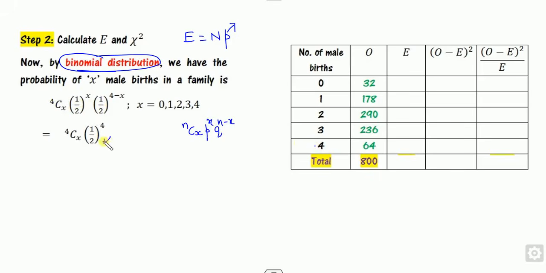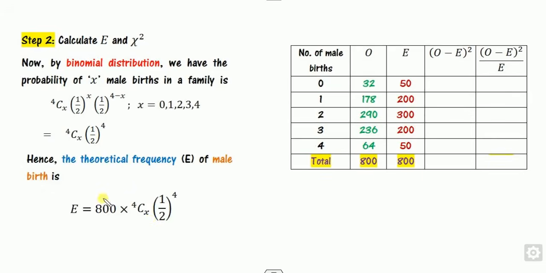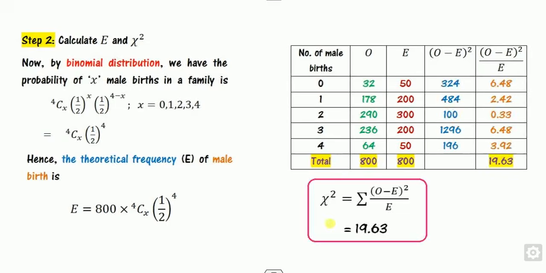So you will get this. Now this is my p, so you will multiply this. So the expected value is n times p. Look at that, the value of n is 800 into this. Now substitute the value of x. When x is 0, what is that? This is 4C0, this is 1 by 16. 4C0 is 1, so this is 50. And similarly so on. Again the answer must be the same. Now you have to calculate (O minus E) whole square, and so on. So you will get this number.